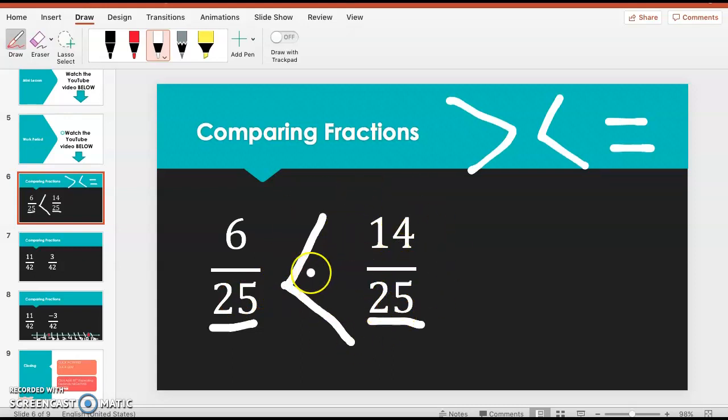This is the bigger one. This is what the alligator's mouth is wanting to eat. He wants to eat that 14. He doesn't want to eat the 6 because it's too small.